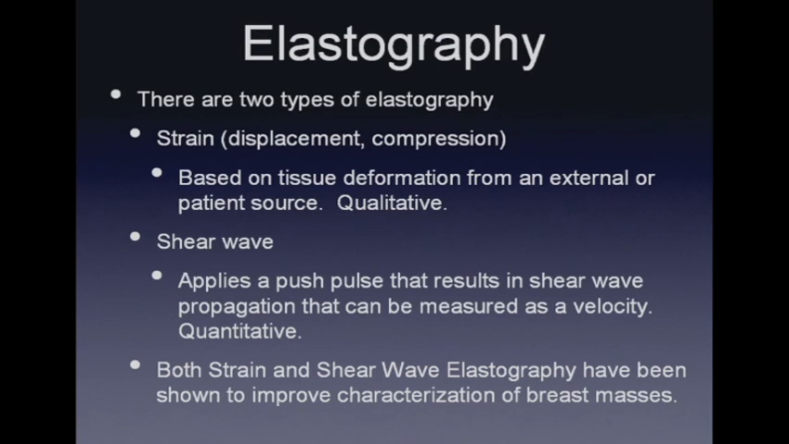There are two types of elastography. One is strain and one is shear wave imaging. Strain, sometimes called displacement or compression elastography, is based on tissue deformation from an external or patient source, and this is qualitative, so we do not get an absolute measure of the stiffness of the lesion. Shear wave imaging applies a push pulse that results in a shear wave propagation that can be measured as a velocity, and this is quantitative so that we get an absolute measurement and know exactly how stiff a lesion is. And both strain and shear wave elastography have been shown to improve the characterization of breast masses.